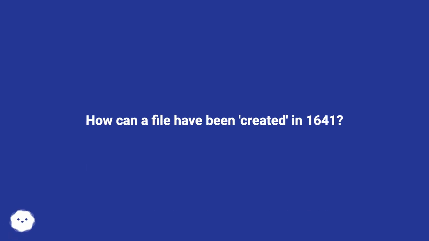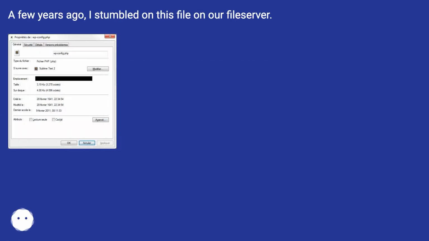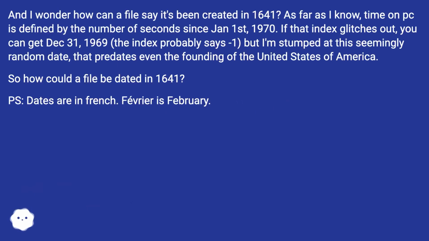How can a file have been created in 1641? A few years ago, I stumbled on this file on our file server. And I wonder, how can a file say it's been created in 1641? As far as I know, time on PC is defined by the number of seconds since January 1st, 1970.